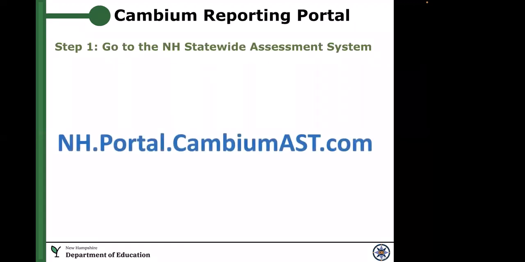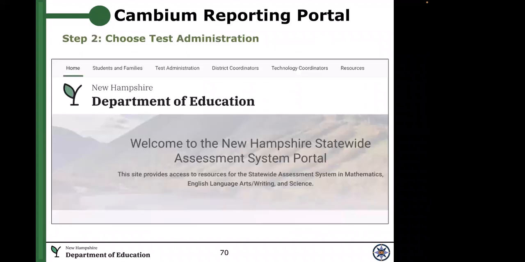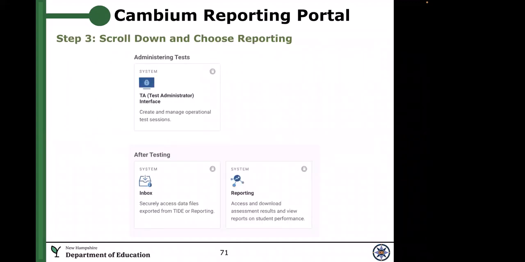To get into the reporting portal, it's the same exact link that I gave you. As you're on that test administration, you're now down at the bottom underneath administering tests, and you're choosing reporting. Now, what I have here for a screenshot is not what you see currently on the portal. Right now it says coming soon. They're doing a lot of uploading of students and some general maintenance, so that is not available at this time. But when it is, you'll be able to go in and look at the modular assessment data.